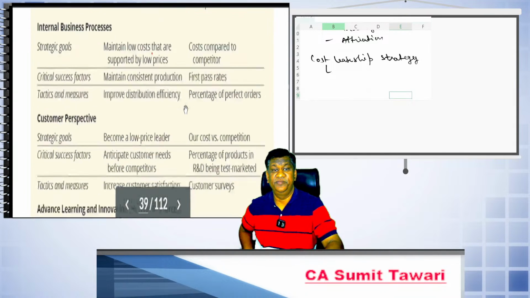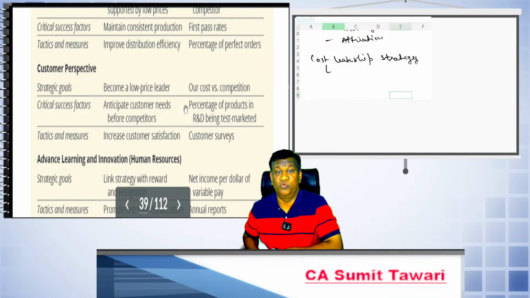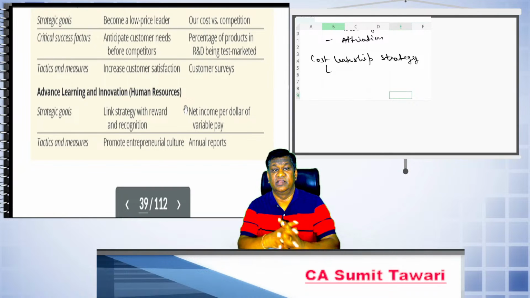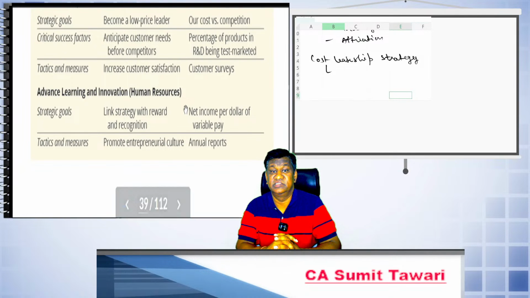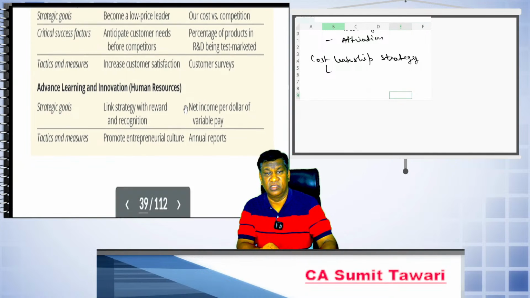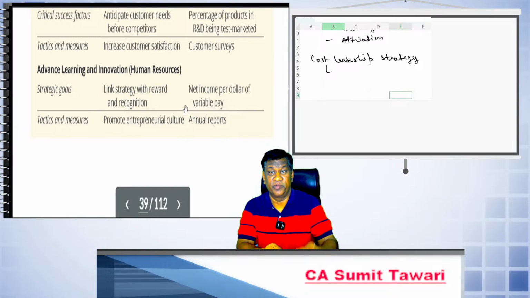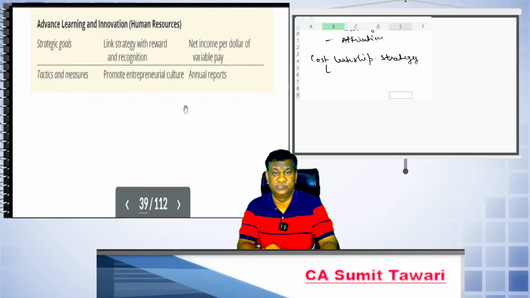Then the customer perspective: strategic goal, become a low price leader; critical success factor, anticipate customer needs before competitors; tactics and measure, increase customer satisfaction. We can measure our cost versus competition, percentage of products in R&D being test marketed, and customer service. The last one is advanced learning and innovation. The strategic goal is to link strategy with reward and recognition, and the tactic and measure is to promote entrepreneurial culture. The measures are net income per dollar, variable pay, and annual reports.